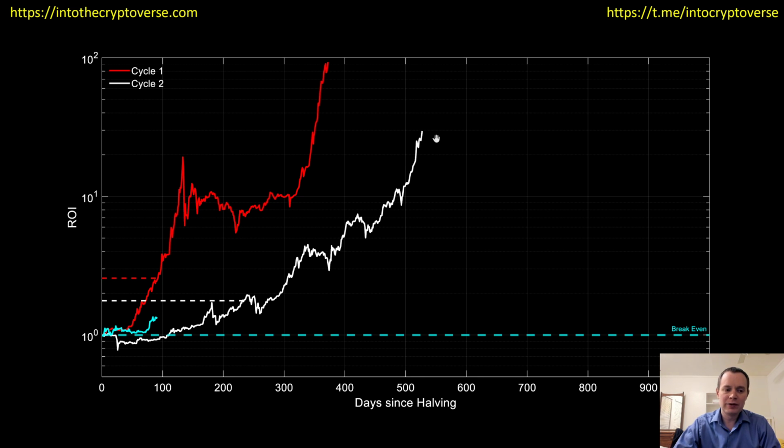From the second cycle, we saw a 30x ROI from the halving. A 30x ROI from our prior halving would put Bitcoin at around $250,000 or so. I don't think we're going to make it there. You can see that after the first halving, we did about a 90x. After the second halving, we did about a 30x. Maybe after this halving we'll do about a 10x, maybe a little bit more, maybe a little bit less, but somewhere around six figures, give or take a few K.